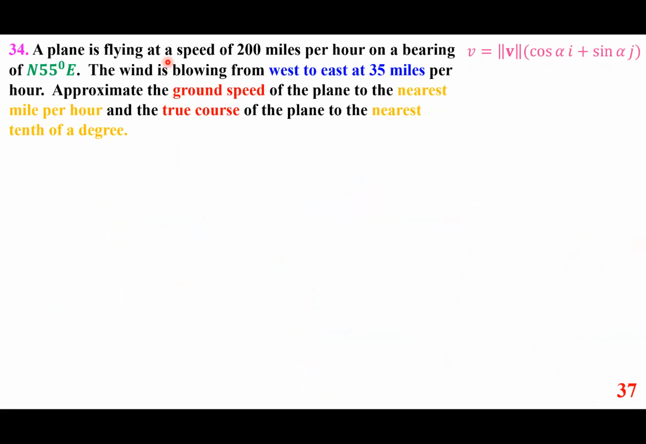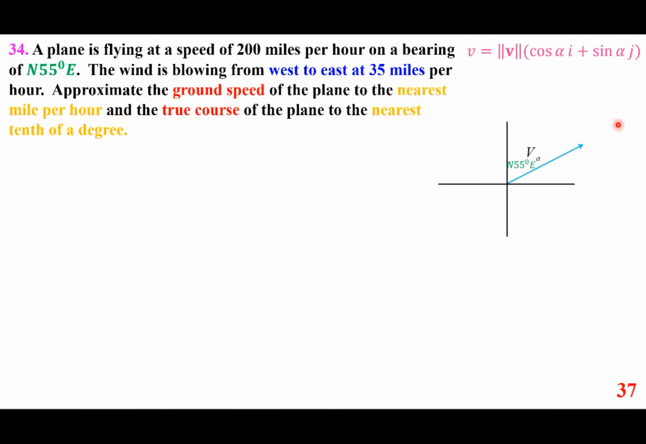A plane is flying at a speed of 200 miles per hour on a bearing of north 55 degrees east. The wind is blowing from west to east at 35 miles per hour. Approximate the ground speed of the plane to the nearest mile per hour and the true course of the plane to the nearest tenth of a degree. And we know of this. So let's do the drawing.